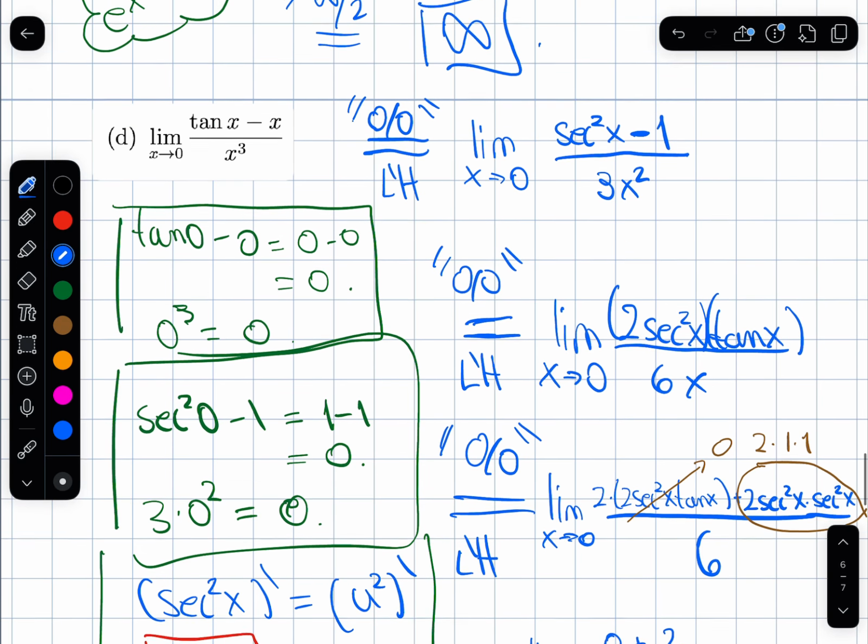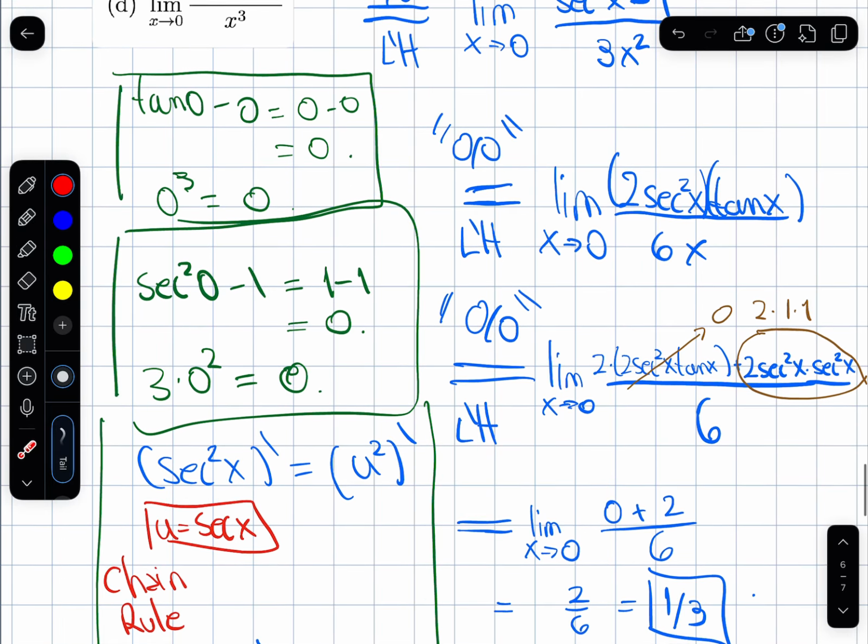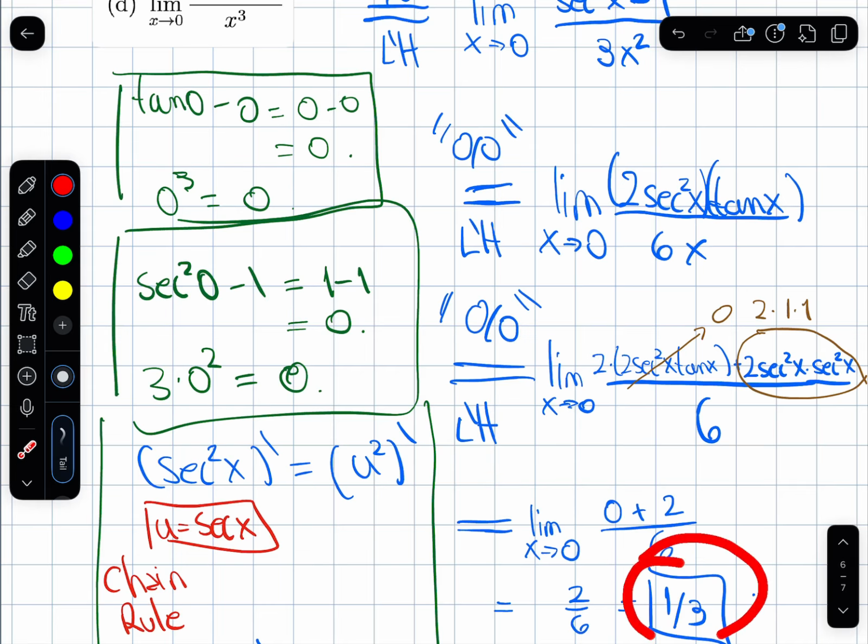Can you just stop and go back to the beginning and imagine factoring this tangent? How do you factor this tangent in a way that allows you to cancel this with x cubed? I don't really know. So you end up with 1/3 by using L'Hopital's rule. So I hope that made sense.